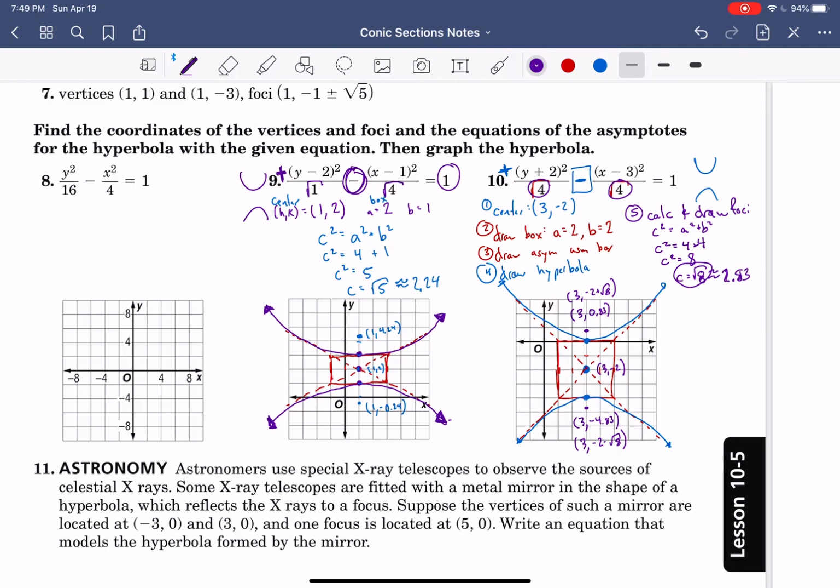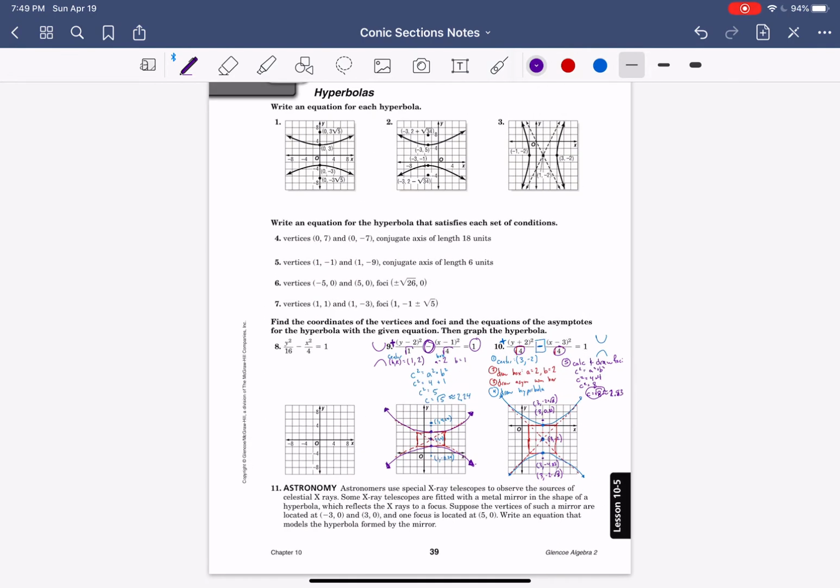All right. So that's how we graph our hyperbolas. In the next video, we're going to go over how to find the equation of our hyperbolas. All right. See you then.